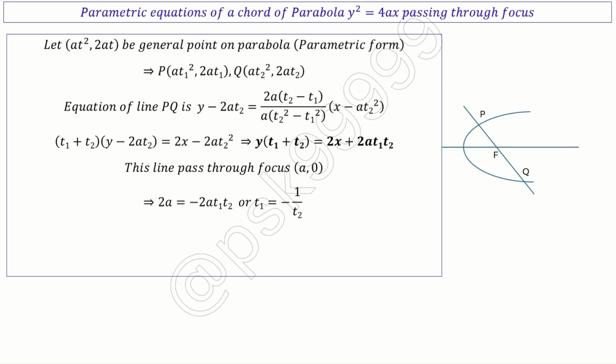That's the relation between t1 and t2, which means what are the points I'm looking at? P is (at square, 2at), then Q will be (a by t square, minus 2a by t). This is my Q. This is a very important formula to remember, otherwise you will spend time in solving it. Again, remember it, it's very easy. It is just that they are perpendicular and the product of the parameters is equal to minus 1. That's it. So let's solve some problems based on this.